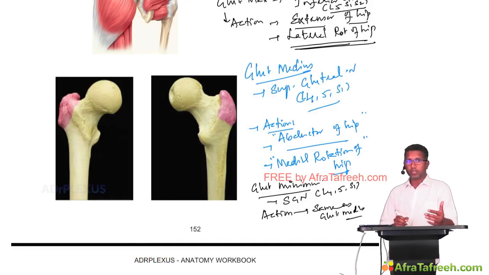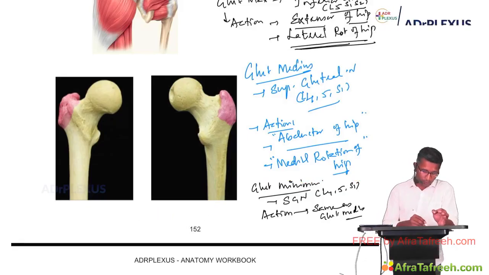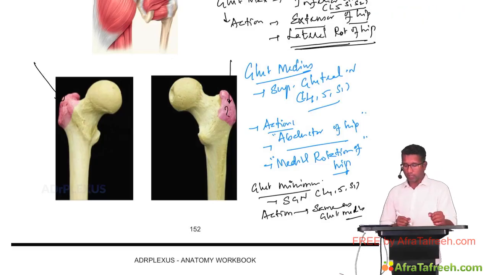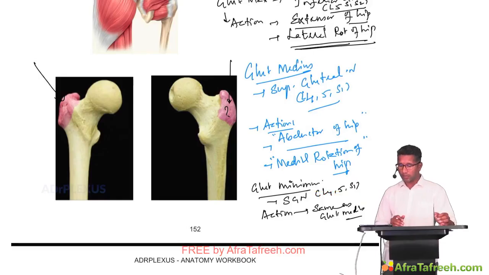This is a question which was asked in the NEET exams. They have given a proximal femur, and they have shaded this area, and they asked what is the muscle which is attached to this area. Can anybody tell me? You can see the shaded area is involving the anterior and also the lateral aspect of the greater trochanter. So what is the muscle that is inserted into the anterolateral aspect of the greater trochanter?